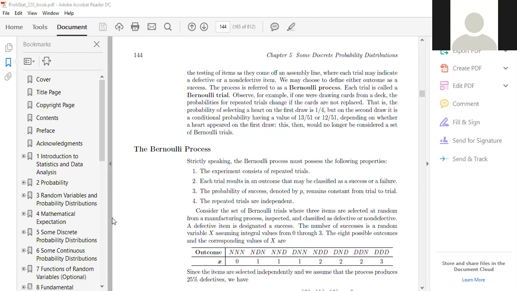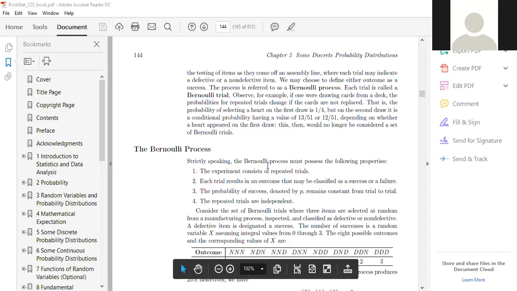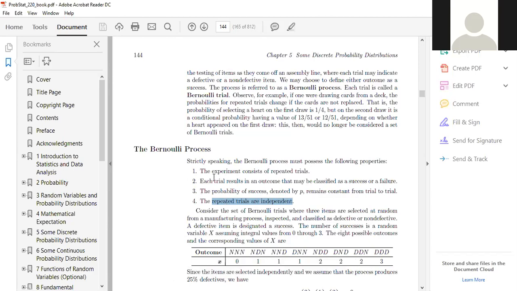There are 4 points one has to memorize for this Bernoulli process. The first one is that the experiment consists of repeated trials. I told you that each experiment is a repeated trial, and because it's a repeated trial, the trials are independent. So 1 and 4 are correlated. Once you say it's repeated trials, it means they are independent.